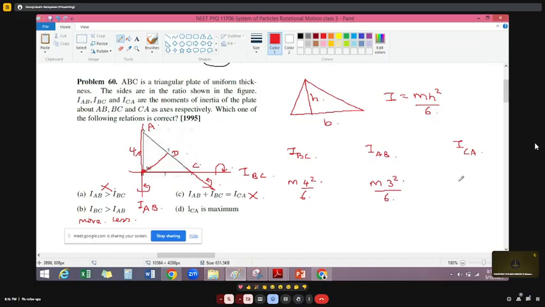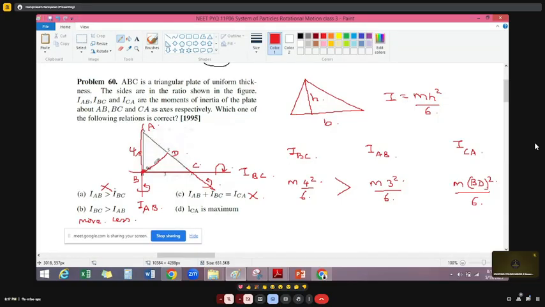And I_CA means m h squared by 6, where h is this BD. This is B. So this is the height. In a triangle, remember, this is your height, the perpendicular distance. So that means it will be BD the whole square by 6. As I told you, m by 6 is a constant, so I don't have to worry about it. 4 squared is bigger than 3 squared, which means this is going to be bigger. And BD squared, you can do the math. This is going to be smaller.